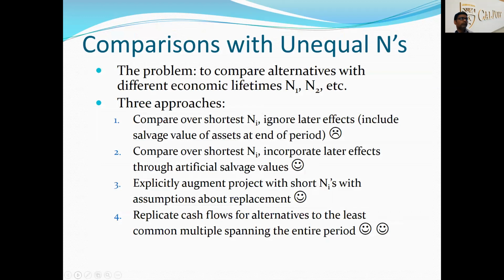Okay. So how do we compare between different values of N? If there are alternatives that have different life cycles, N1, N2, etc. This is something that we brought up very early in the class when we were talking about this. So there are some approaches that I outline here.